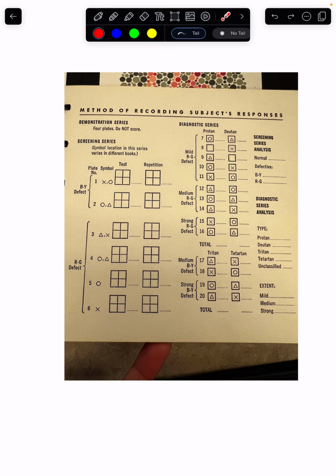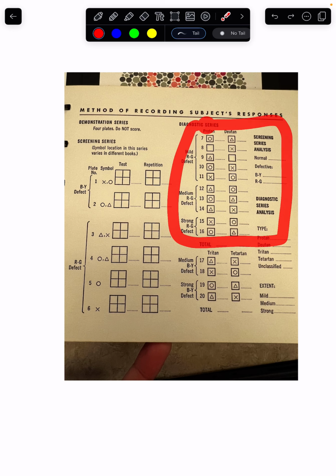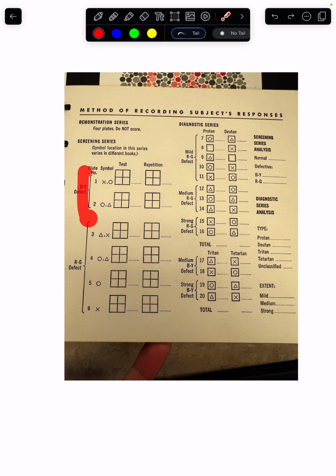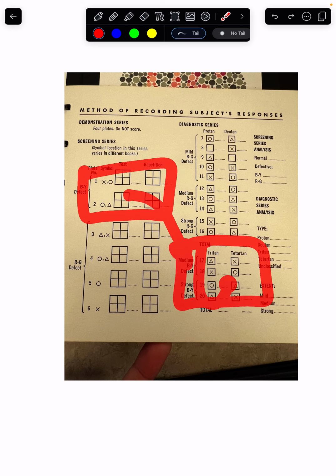Now, if they pass that, they're good. Like you finish here, and they have no defects, you're done. But if they fail one of these sections, then you need to go look at these here and see if they have any red-green defects, right? If they fail to here, then you're going to go straight down to here and test for a tritan defect.